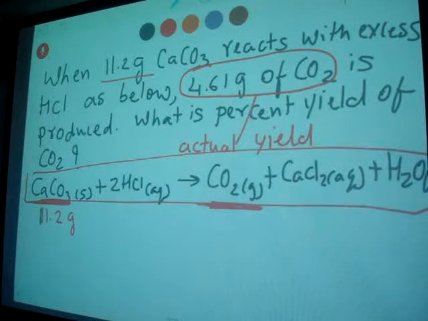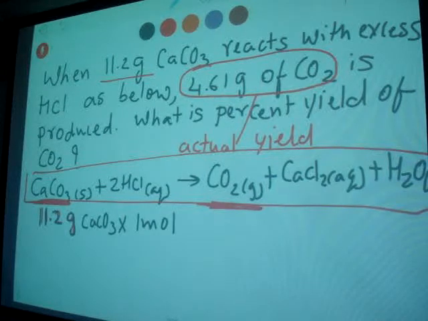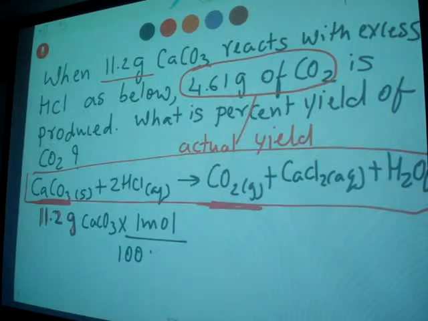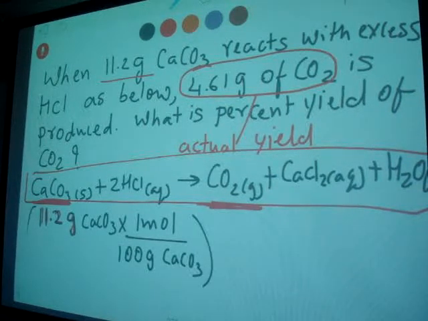So what we can do? We have 11.2 grams of CaCO3. We convert into moles. We know that 1 mole equals 100 grams of CaCO3. That's the molar mass, right? And when you do that, grams cancel, you get moles. Let me rewrite this one, 100 will not be cancelled.